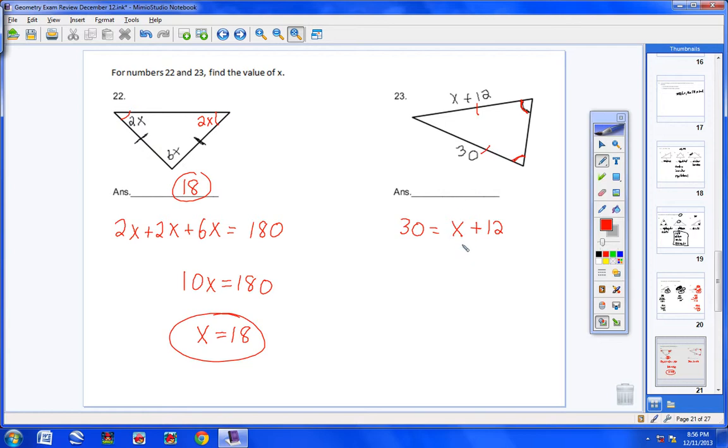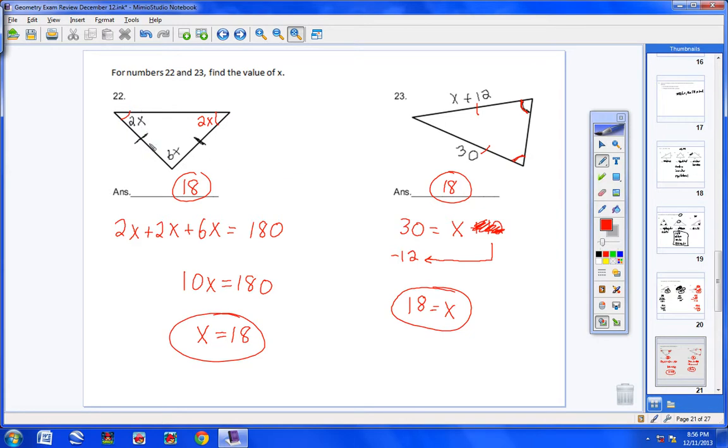Now, let's go ahead and solve for x. 30 equals x plus 12. I'm going to bring my positive 12 over and make it a negative 12, and when I do, this positive 12 is gone. 30 minus 12 is 18, and 18 equals x. So there we go, I just found the value of x: 18. It's a coincidence, of course, that both answers are 18.